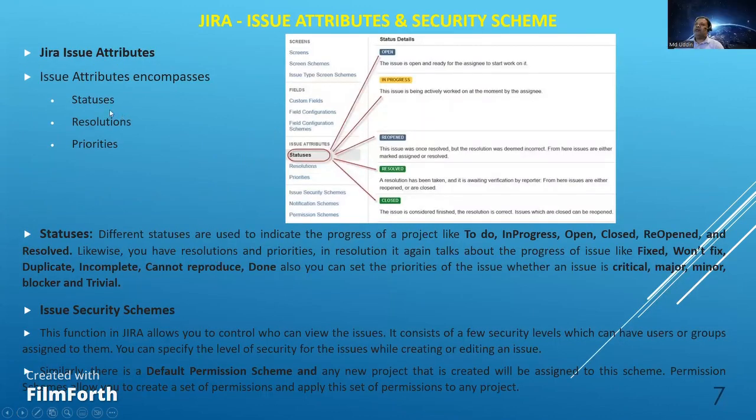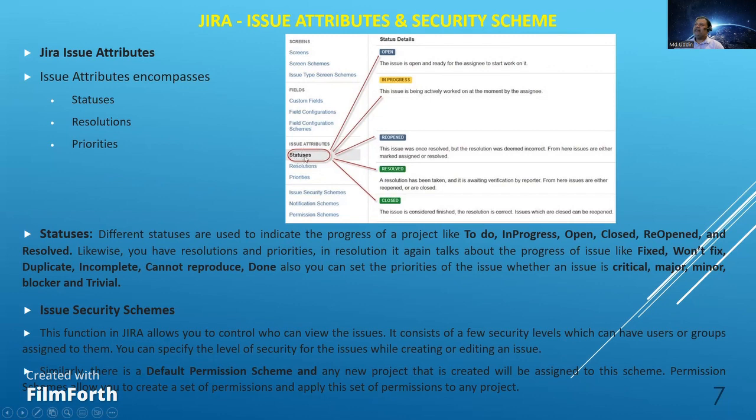So Jira attributes. What are the attributes in Jira? Issue attributes encompass status, resolution, and priority. Those are the attributes in Jira issue attributes. So this is our main screen. From here, you can choose the screen. You click the screen, as I said, and the issue type. You can create a screen schema. You can use the custom field configuration, and then you come to the issue attributes.